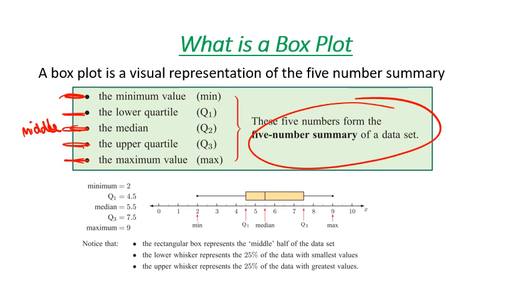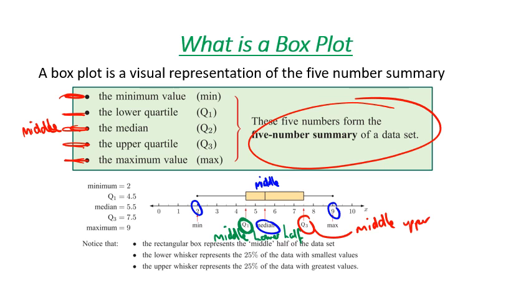So if we look at our box plot down the bottom, we can see that we've got our median, which is our middle value. We've got our maximum, which is our largest, our minimum, which is our smallest, and the lower quartile, which is Q1, is actually the middle of the lower half. And the upper quartile, which is Q3, is the middle of the upper half.